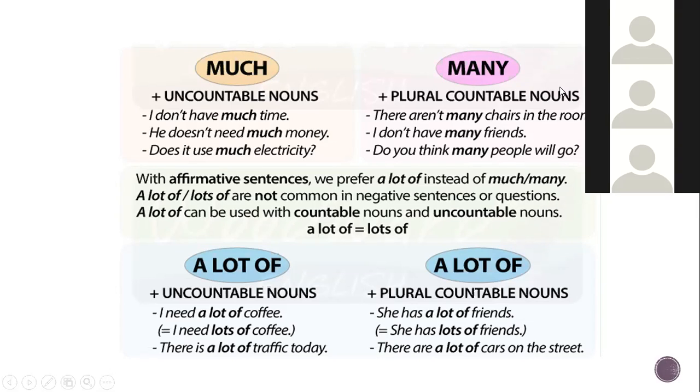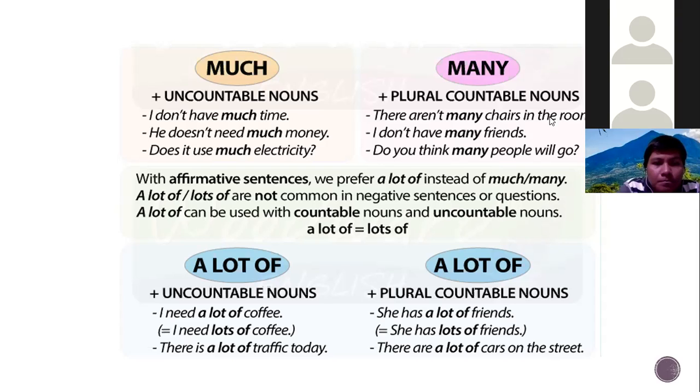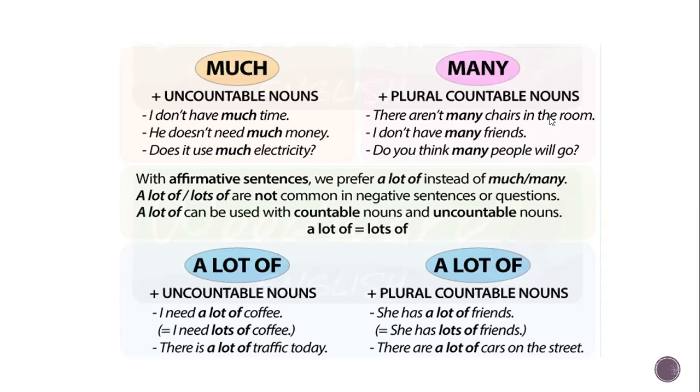Let me see. Raquel, can you read that information, please? Many. Plural countable nouns. There aren't many chairs in the room. I don't have many friends. Do you think many people will go? Okay, thank you. So with many, as you can see, we are going to use it with countable nouns. El many lo vamos a usar con nombres contables. Here we have some examples. There aren't many chairs in the room. I can say that there aren't many students in the class. There aren't many coffee cups, for example.